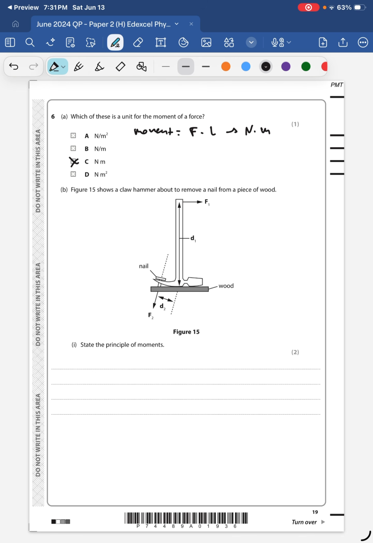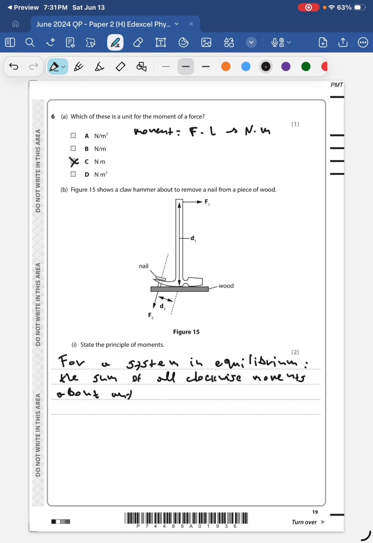So the principle states that for a system in equilibrium, the sum of all clockwise moments about any pivot point equals the sum of all anti-clockwise moments about the same pivot.